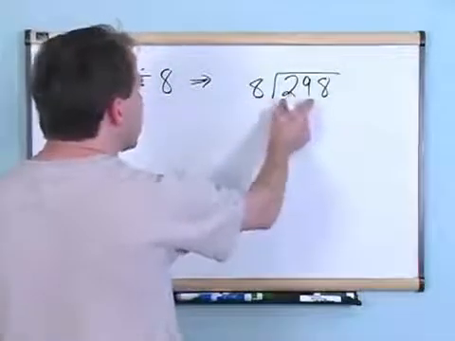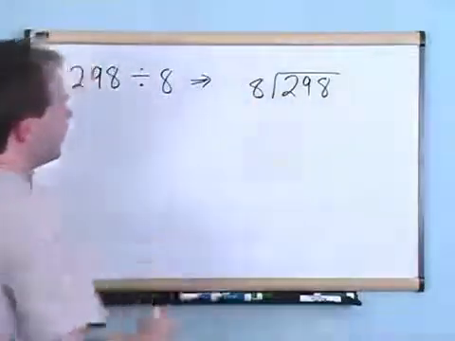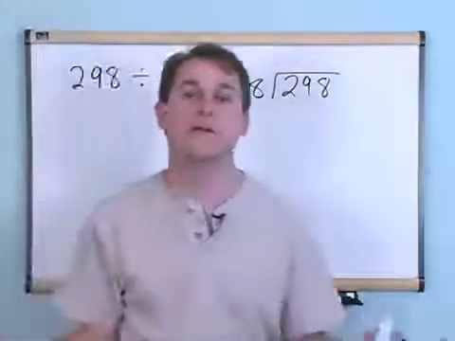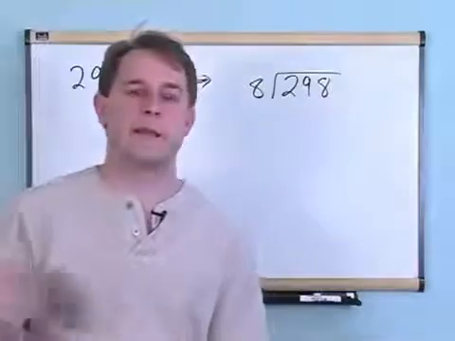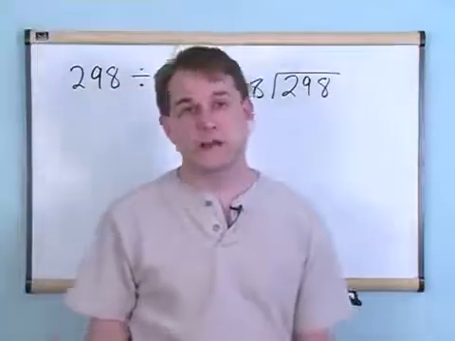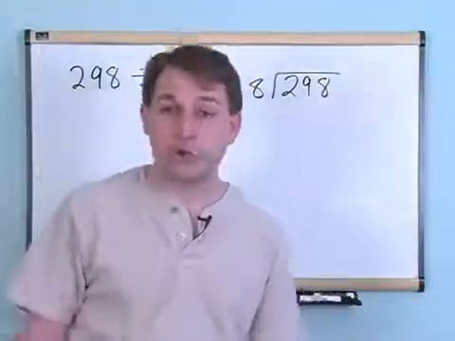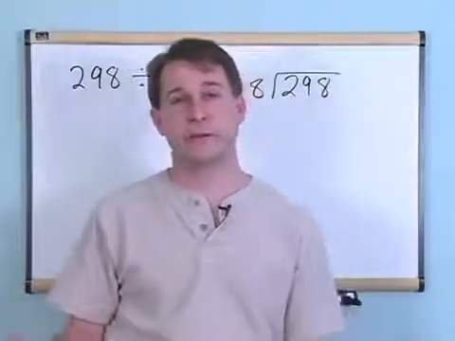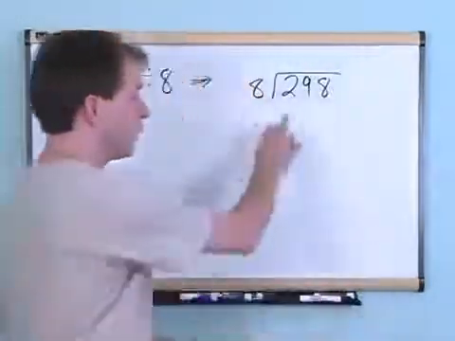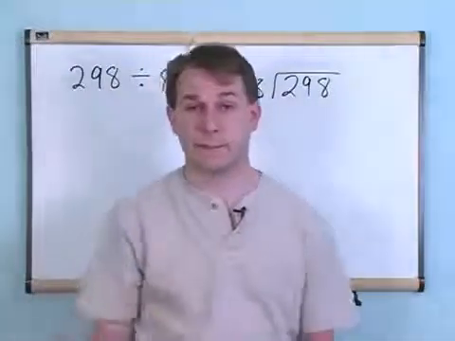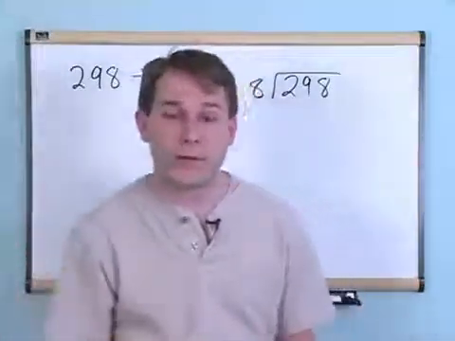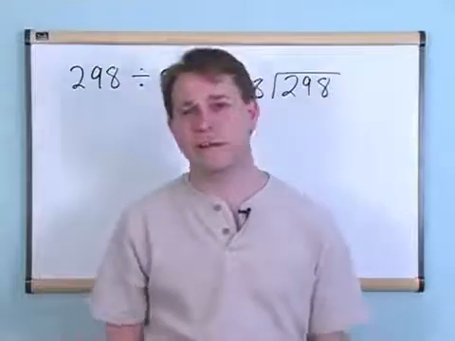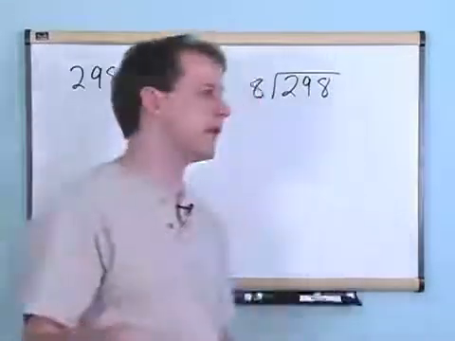Let's look at 29. Can we divide 8 into 29? Well, sure you can, because 29 is bigger than 8. Let's see how many times we can do that. 8 times 1 is 8. That's pretty small. 8 times 2 is 16. We're getting closer, but we're not there. 8 times 3 is 24. We're getting real close to 29. 8 times 4 is 32. Well, that's too big. You can't use that one. That was too big. We've already blown our limit.